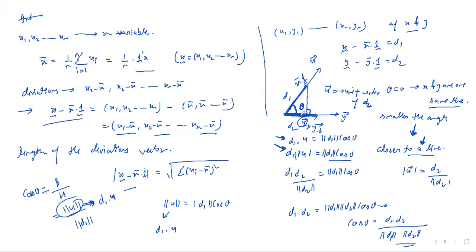This is my vector u. This will give us the magnitude of u, and we get d1 dot u equals d1 times the magnitude of u times cos theta. Now you can identify that cos theta equals d1 dot d2 upon the norm of d1 into the norm of d2.